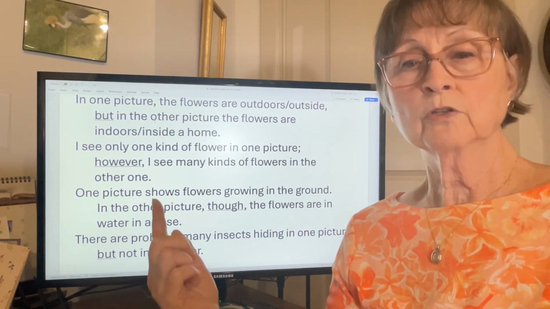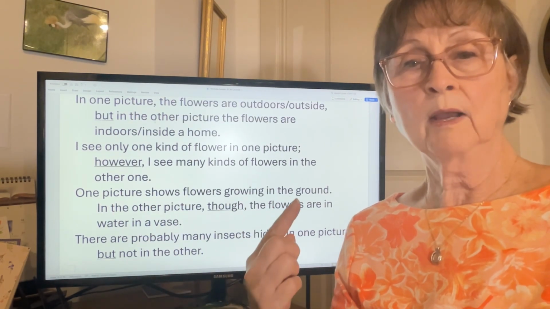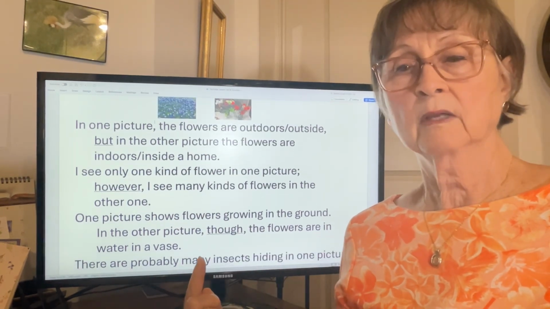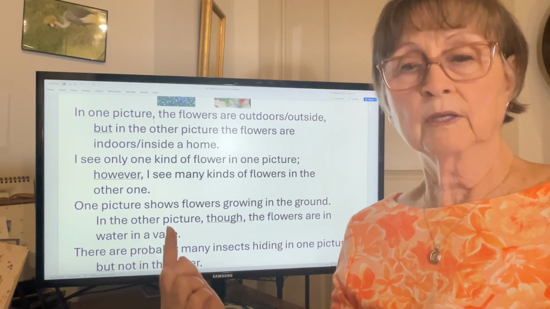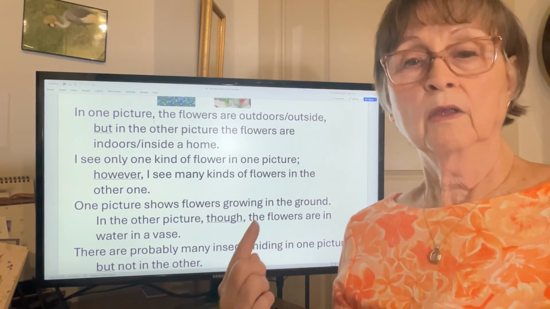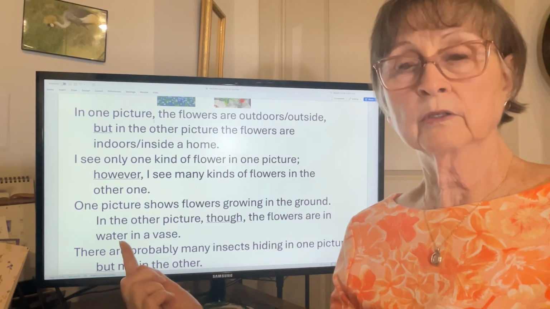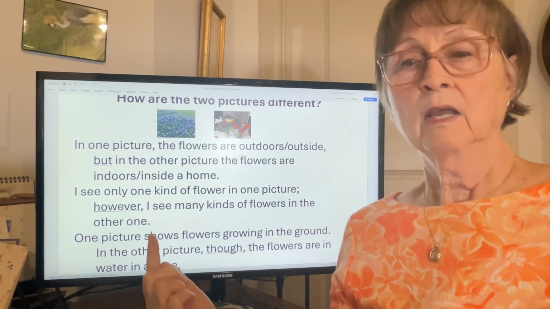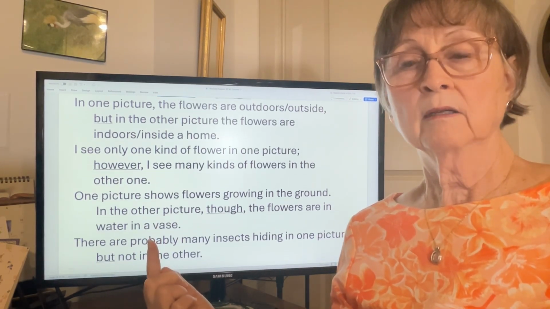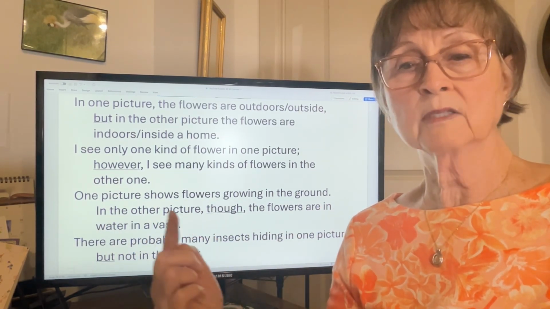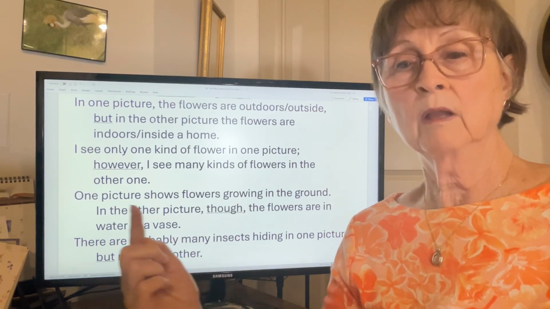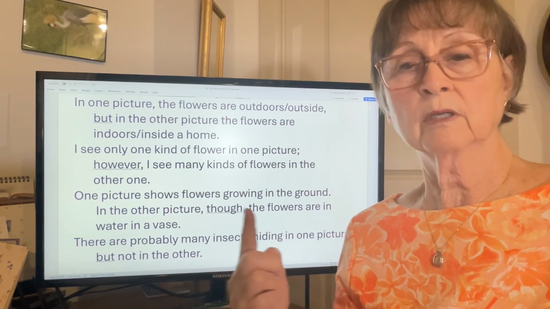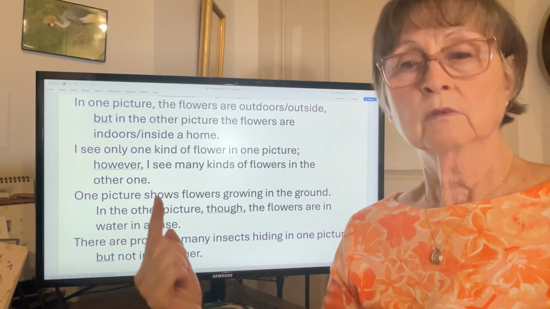One picture shows flowers growing in the ground. That would be this picture. In the other picture, though, the flowers are in water in a vase. That would be that picture. And to help me make the contrast, I use the word though, but not at the beginning and not between the two sentences. It was just in the middle of the second part.